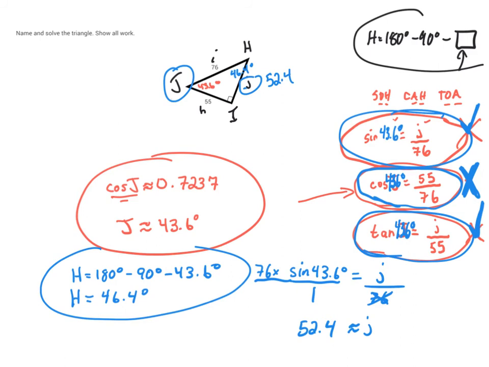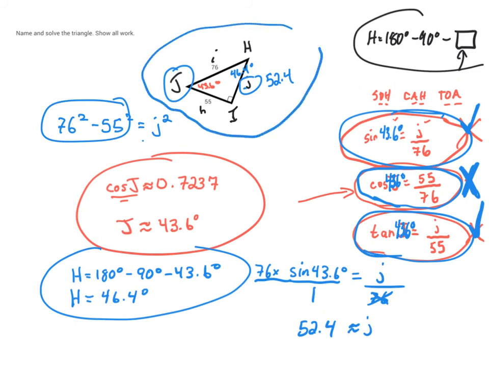52.4. By the way, I could also have done the Pythagorean theorem, right? I could have said 76 squared minus 55 squared is equal to j squared. And I would have found j squared by doing this, and then I would have taken the square root, and I should have gotten the exact same answer. Right? And now this triangle is solved.